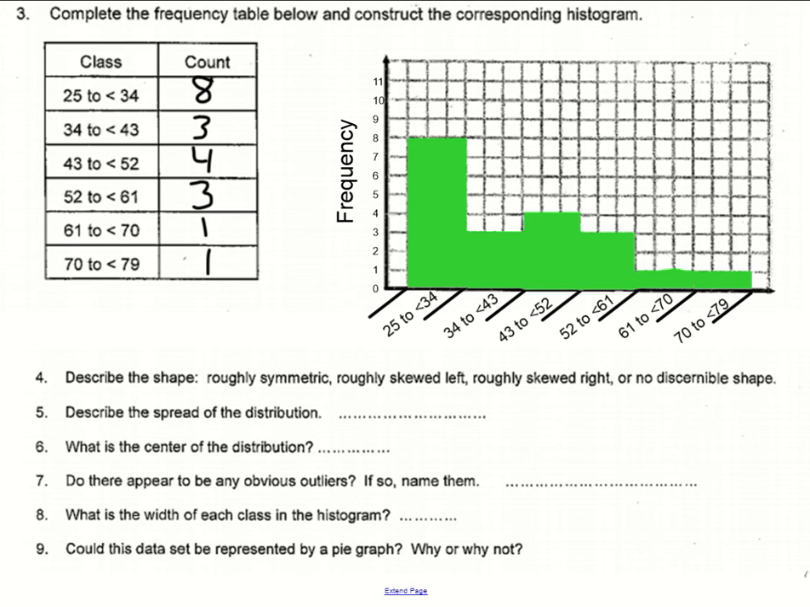Describe the shape. Is it roughly symmetric, roughly skewed left, roughly skewed right, or no discernible shape? Well, if I look at this, it kind of goes like this. And remember, if it's not symmetric, there is a discernible shape to it, so it's either skewed left or skewed right. Whichever one, we look at the tail end, and that's the side that we name. The tail's over on the right side, so we would say that this is skewed right.